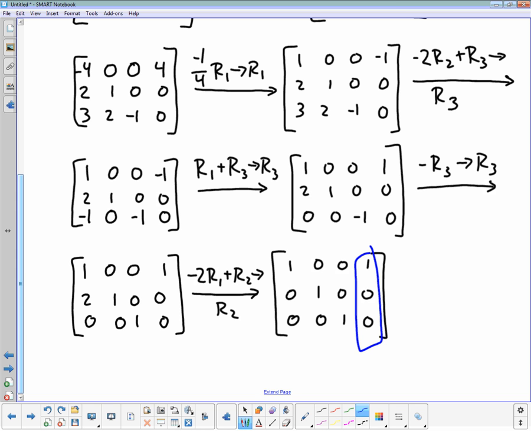So this was a simple problem that I hope illustrates the process of killing off a column. First you find a 1. Find a 1 anyhow you can. And then use it to eliminate the items above and below it. And go column by column by column.